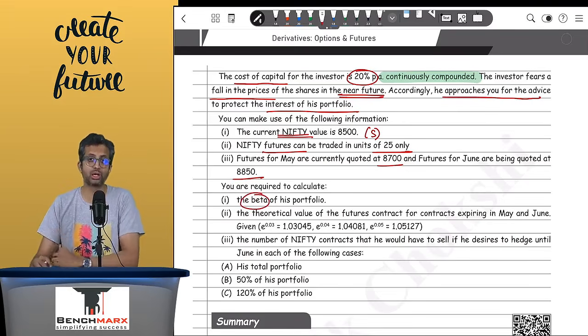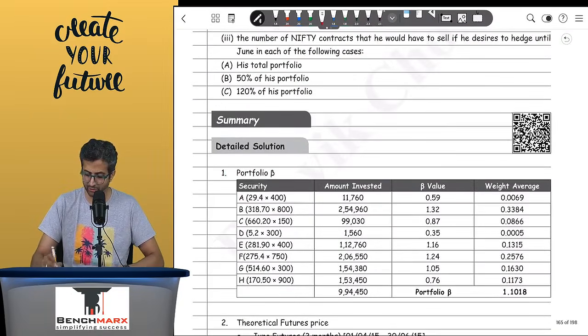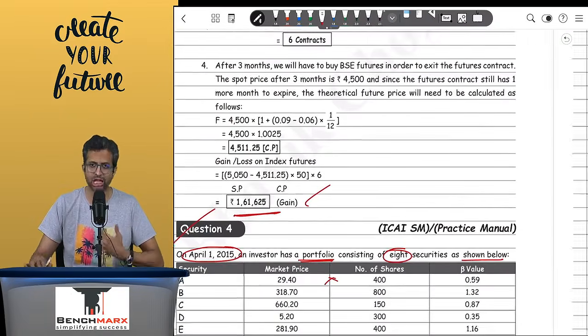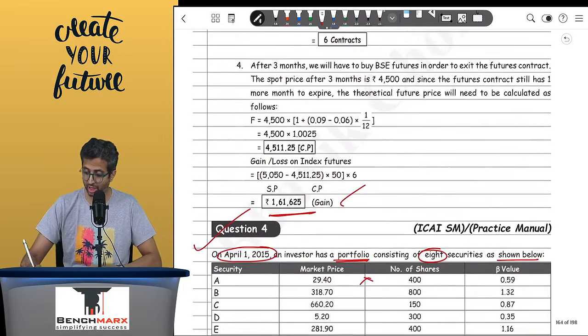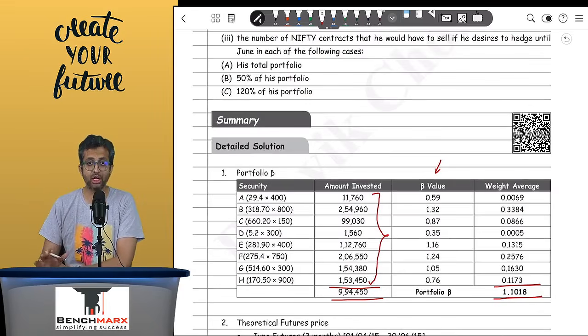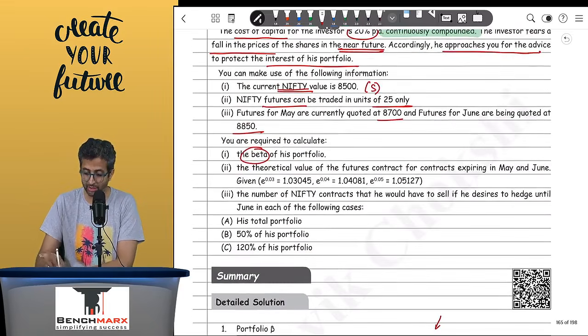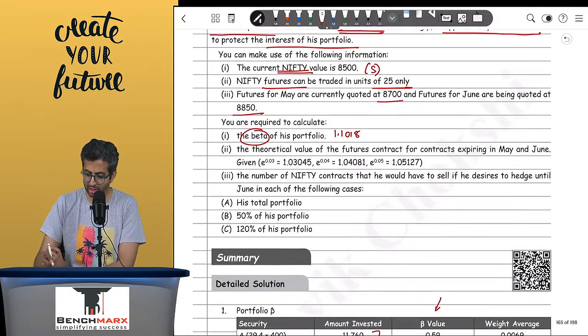Portfolio beta is calculated as the weighted average beta, where the amount invested in each security is taken as a weight. So over here, the amount invested in A is taken, for example, as 29.4 into 400 and so on. You find the amount invested in all of these securities. That will give you an overall portfolio value of 9,94,450, and to that you will take the beta value for these individual items. So you will have various beta values, and we will find the weighted average beta. So this will be your weighted average beta. Now when we want to find the beta of the portfolio, this is 1.1018 for example.